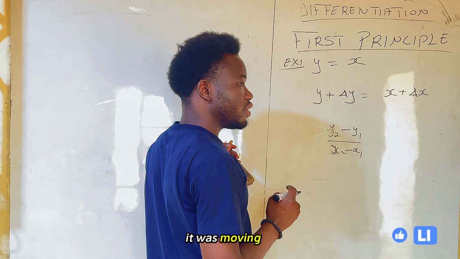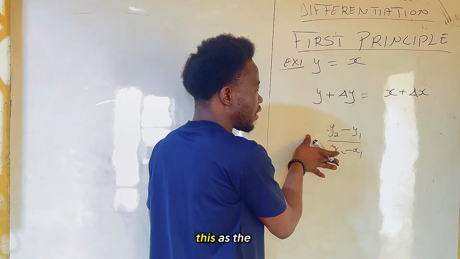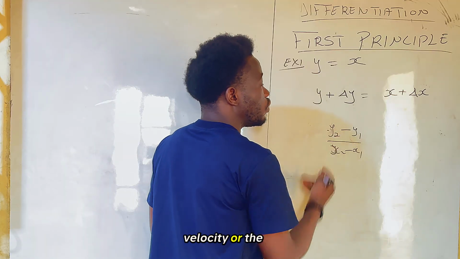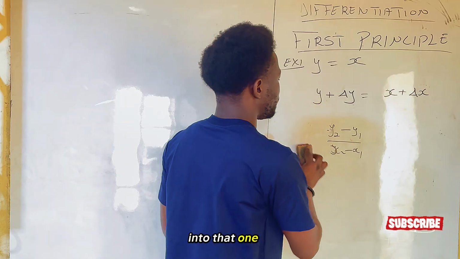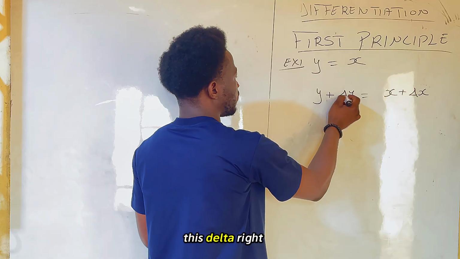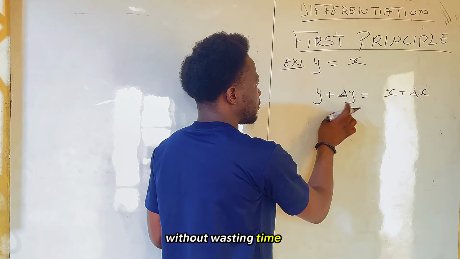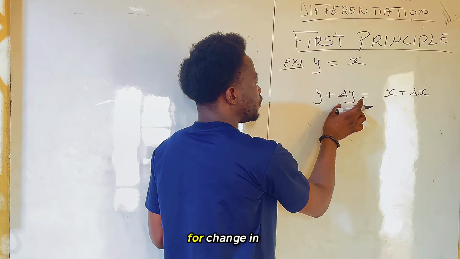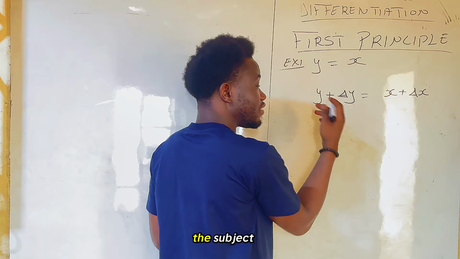It was moving at a particular velocity and has moved to a different one. So we have this as the velocity, or the rate of movement, or the slope. And we call this delta, right? Delta y. So without wasting time, we are looking for change in y over change in x. So we make change in y the subject.